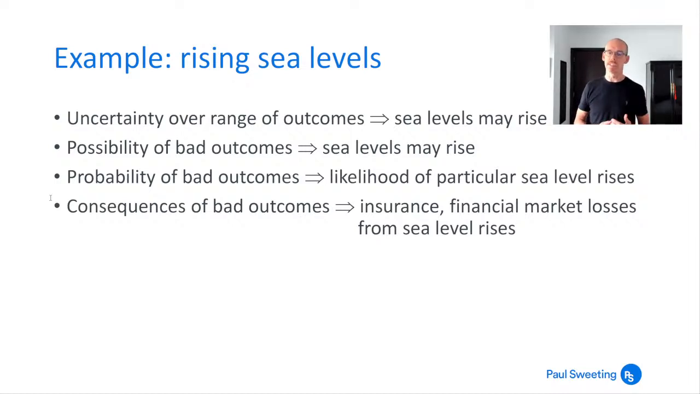Or the consequences of bad outcomes. So here we're looking at things like the insurance or financial market loss or even loss of life from sea level rises. So if the sea level rises on some deserted island and there's no consequence apart from the fact the island that nobody lives on gets flooded more, that's not necessarily a risk in some people's eyes. If it's London flooding, then that's more of a risk.